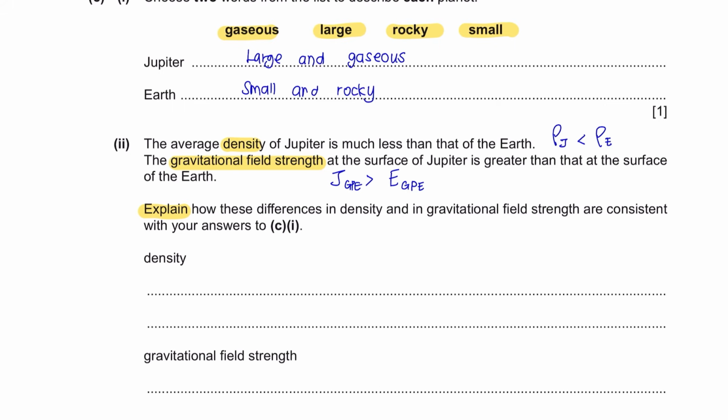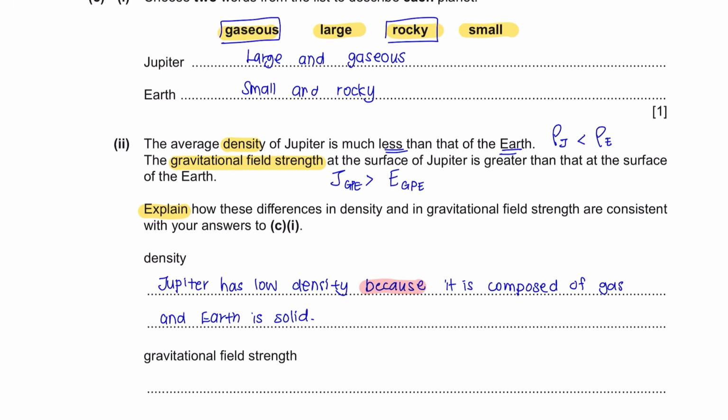So, the density of Jupiter is much less than of Earth because it is composed of gas and the Earth is solid. Next, for the gravitational field strength, Jupiter has a large gravitational field strength because it has a large mass.